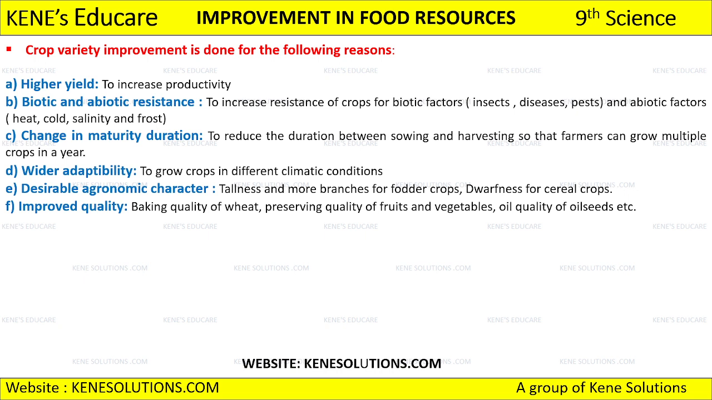After discussing this crop variety improvement, there are a total of 6 different points under this. First is higher yield. Second is biotic and abiotic resistance. Then we have change in maturity duration. After that, we have wider adaptability, desirable agronomic characters, and lastly, improved quality. So these are the 6 important reasons why crop variety improvement is needed. I hope you all are writing this and taking note of it properly.